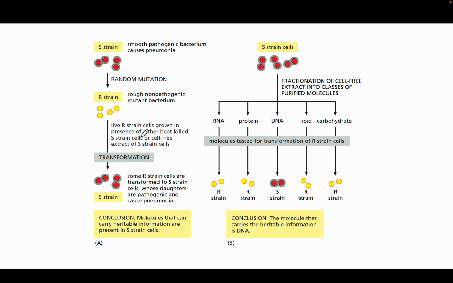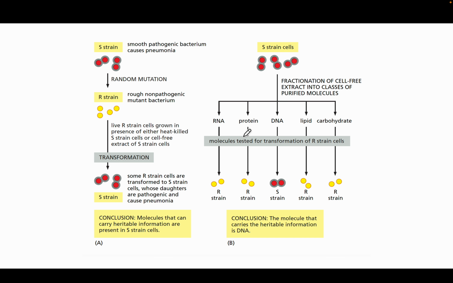Then live R strain cells were grown in the presence of either heat-killed S strain cells or cell-free extract of S strain. These R strain cells are non-pathogenic. So when these live R strain cells were grown in the presence of heat-killed S strain cells or cell-free extract of S strain, what happened? There was a transformation of R strain to S strain. Some R strain cells were transformed to S strain cells whose daughters are pathogenic and cause pneumonia. So the conclusion is that some molecule that carries heritable information is present in the S strain. But now the question is, what is the heritable molecule?